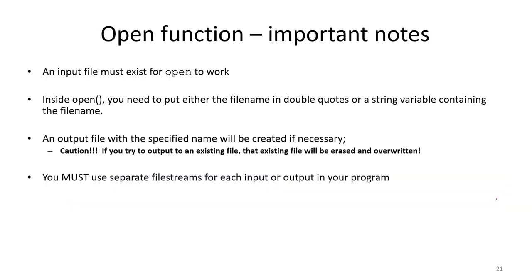A couple other notes about the open function. First, the input file must exist in order for our open function to work. And inside that open function, you need to either put the file name in double quotes or a string variable containing that file's name. If you're using output file.open, notice an output file with the specified name will be created if necessary.